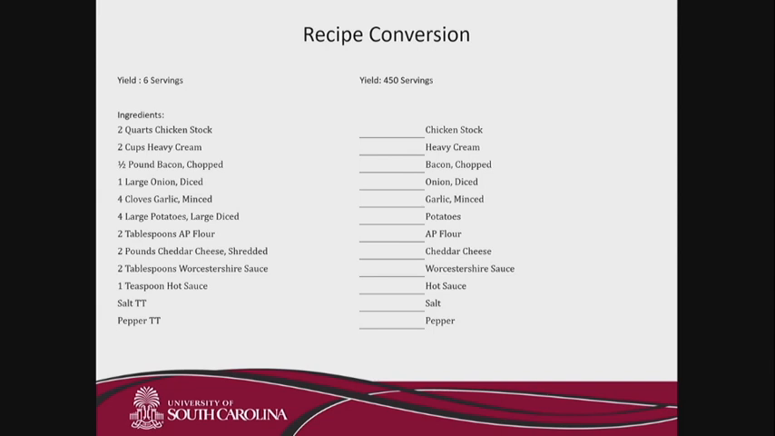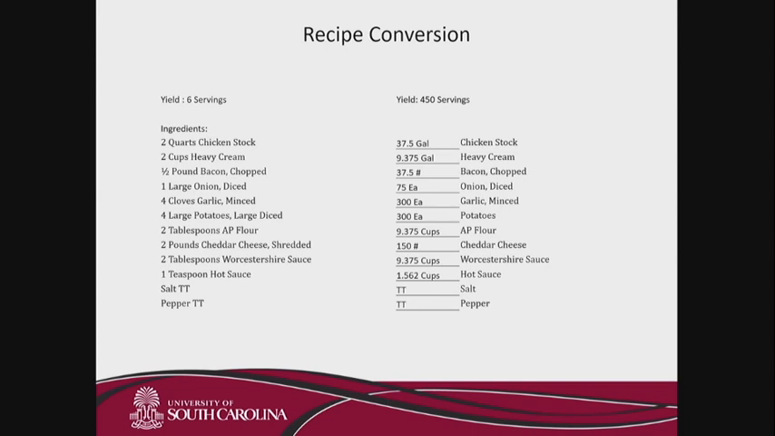So our desired yield is 450. Our original yield is 6. What is our conversion factor? 75. So did you get this? Or did I throw a loop in there for you?